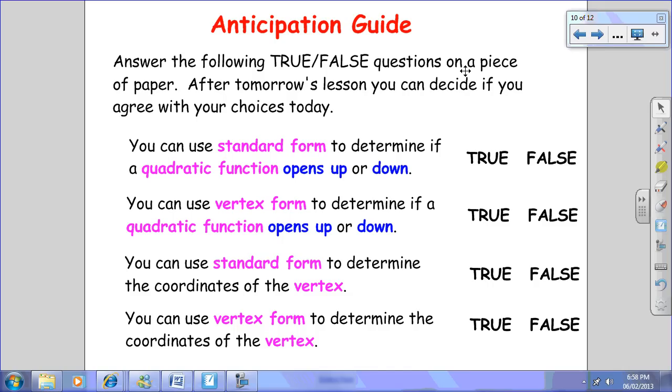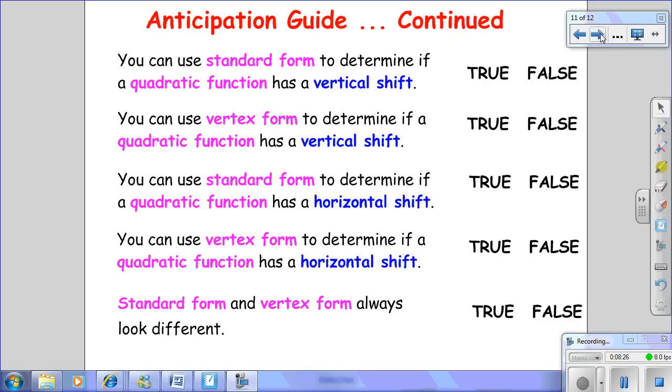You can use standard form to determine if a quadratic function opens up or down. You can use vertex form to determine if a quadratic function opens up or down. You can use standard form to determine the coordinates of the vertex. You can use vertex form to determine the coordinates of the vertex. You can use standard form to determine if a quadratic function has a vertical shift. You can use vertex form to determine if a quadratic function has a vertical shift. You can use standard form to determine if a quadratic function has a horizontal shift. You can use vertex form to determine if a quadratic function has a horizontal shift.